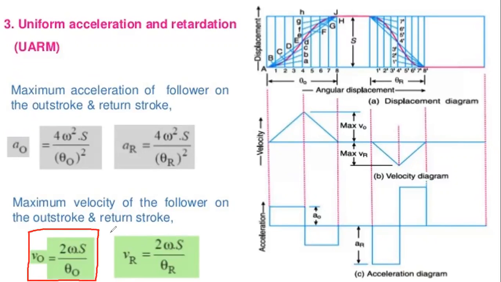And next one, velocity for the return stroke, that is v of r. It is taken as 2 into omega into s by theta of r, where s is the stroke and theta r is the angle for the return stroke.